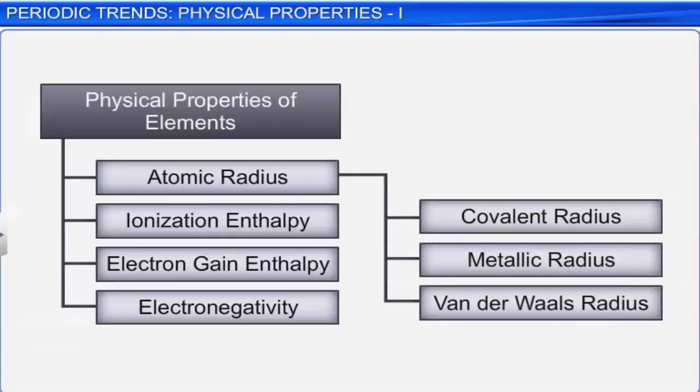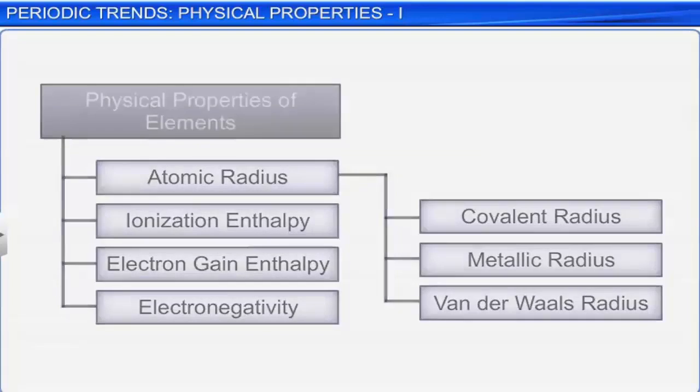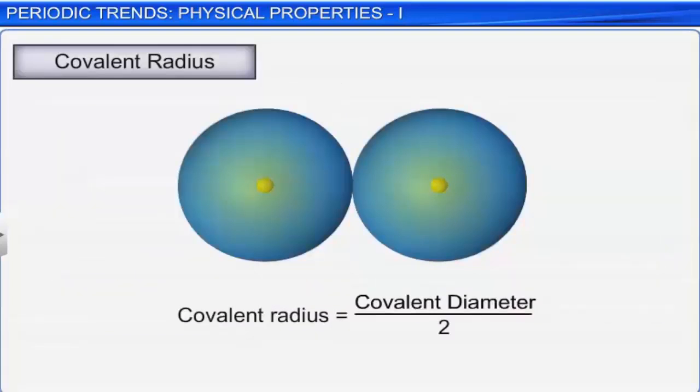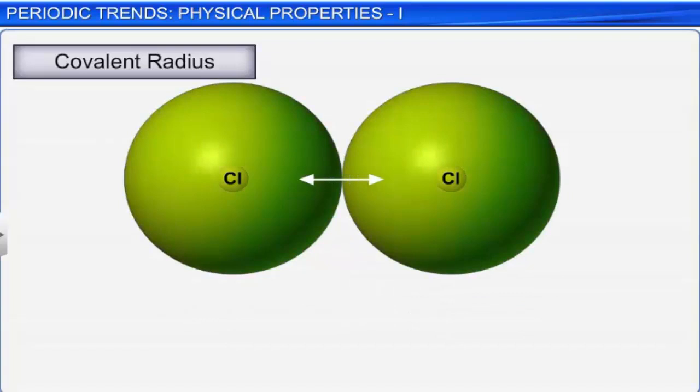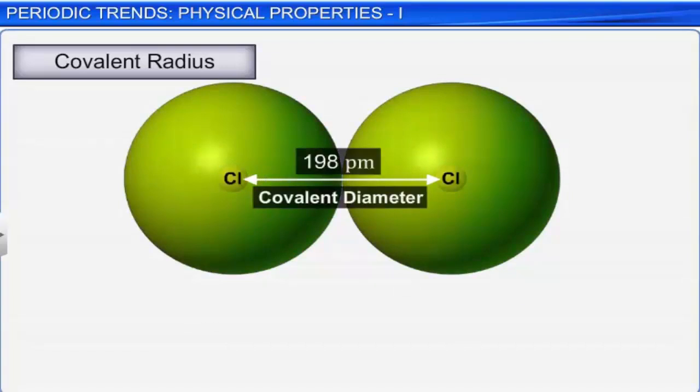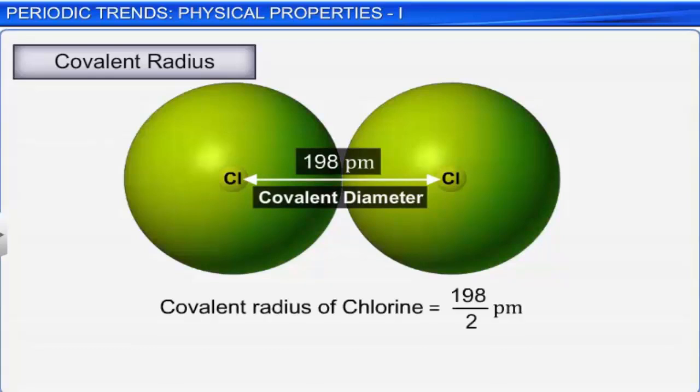Covalent radius is a general term which is used in reference to non-metals. A covalent radius is 1/2 of the distance between the nuclei of two atoms held together by a covalent bond in a homodiatomic molecule. For example, the internuclear distance between the chlorine atoms in the chlorine molecule is 198 picometers. Therefore, the radius of a chlorine atom is half of this distance, which is 99 picometers.